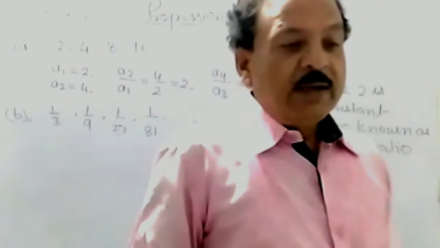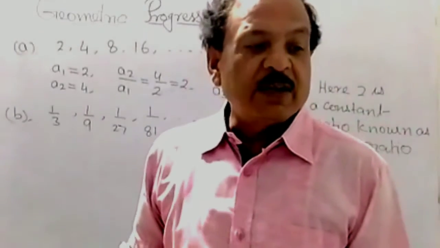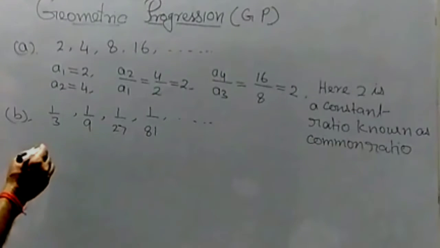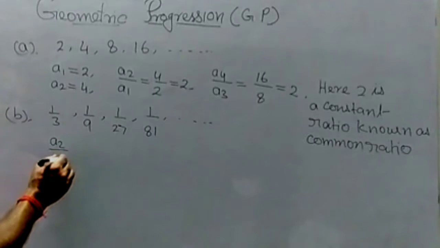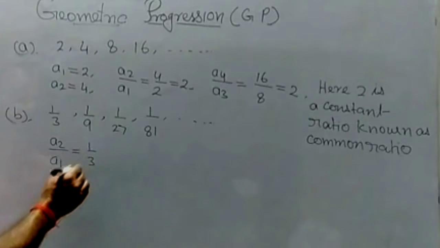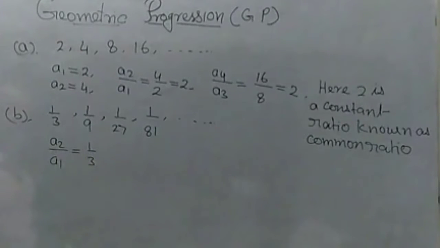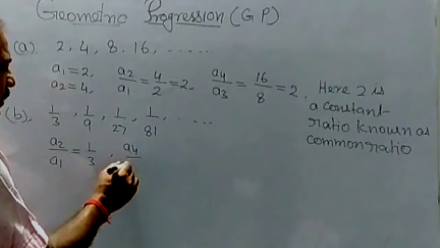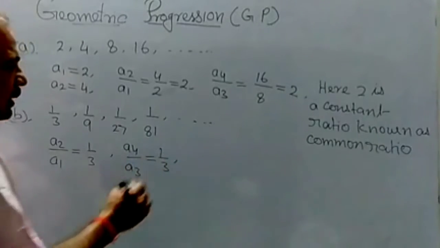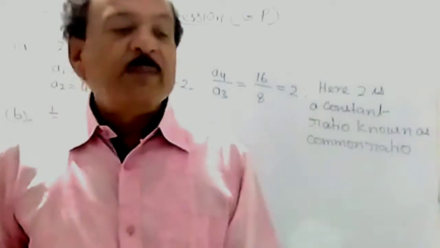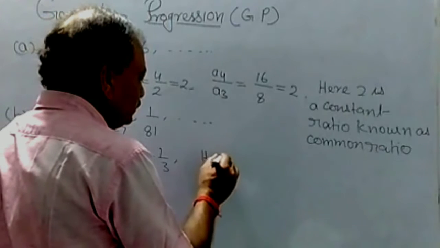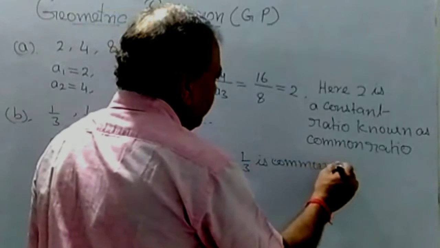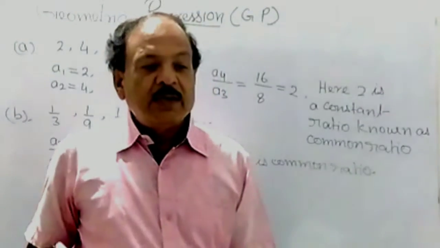Now if you divide A2 by A1, that is 1 by 9 by 1 by 3, you get 1 by 3. If you divide A4 by A3, then you get 1 by 3. So 1 by 3 is the common ratio.